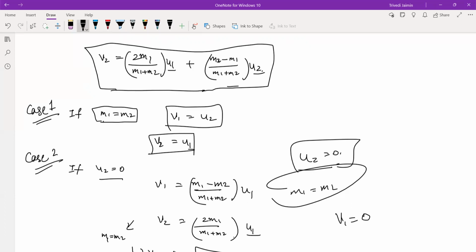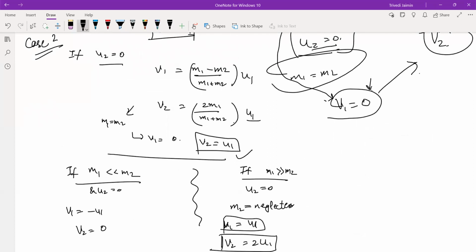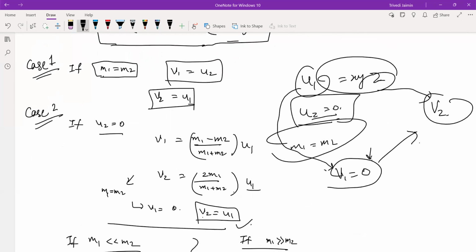It means that after striking, the velocity of the first ball became 0. Whatever velocity it had at first is totally transferred to the second ball as V2, because initially that ball was at 0. Now after striking, the first ball became 0. That means where is the other velocity? It went to V2. It is proved, right? We got V2 equals U1.